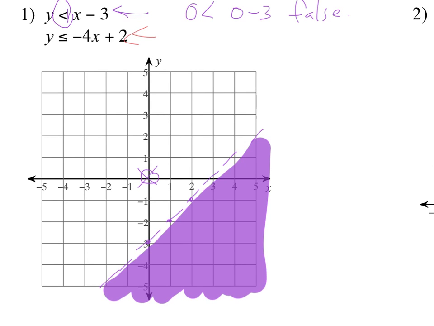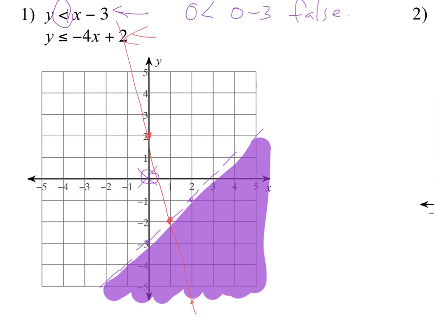Okay, second line, I'm going to look at y is less than or equal to -4x plus 2. I'm going to use my y-intercept of plus 2, down 4, 1, 2, 3, 4, over 1, down 4, 1, 2, 3, okay, I'm off my graph now, so somewhere down there. Less than or equal means a solid line, and I'm going to go up like this.